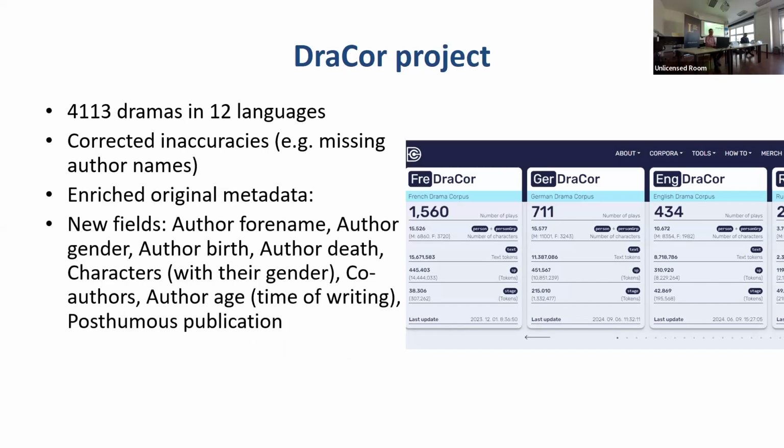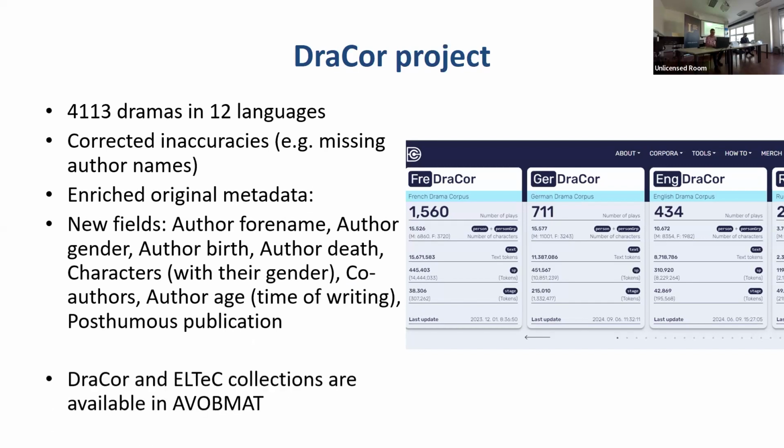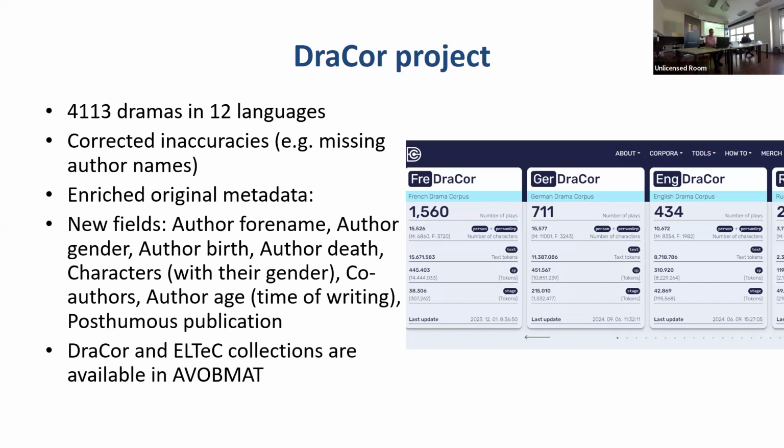We added 8 new fields, such as the characters with their gender, co-authors, posthumous publications, and so forth. And basically, all the Dracor and the ELTeC novel collections are available in AVOBMAT today. You can explore all of these.